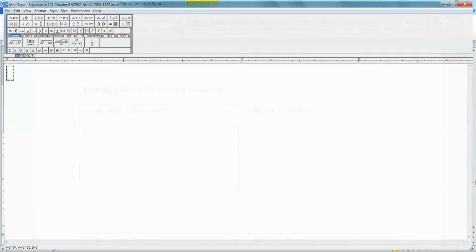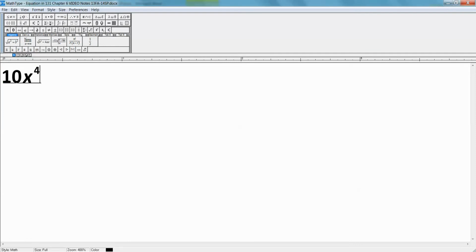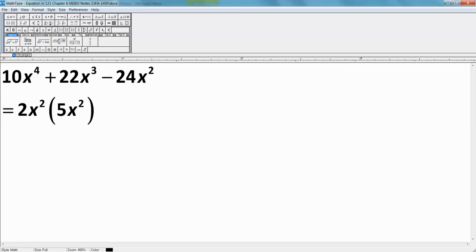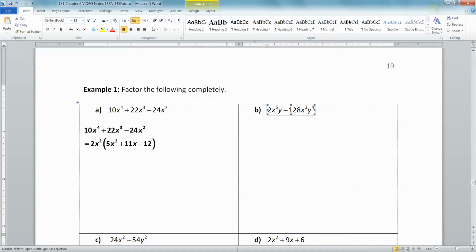We'll start off with this lovely piece right here, which is 10x to the 4th plus 22x to the 3rd minus 24x squared. Now, a red flag to me right off the bat is that this has a GCF, and we better take it out. So all of these things are divisible by 2. So 2x squared, that would leave me 5x squared plus 11x minus 12. Right off the bat, we got a terrible one because this is a trinomial, 3 terms, and a, the leading coefficient, is not 1. Ugh.